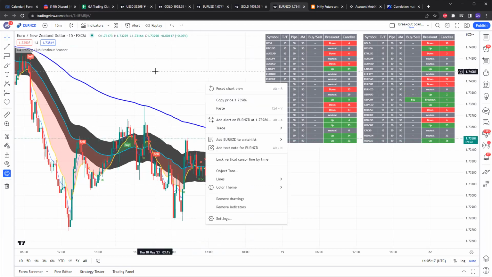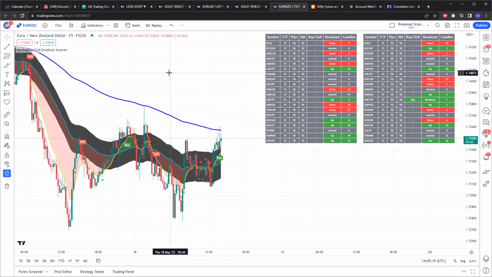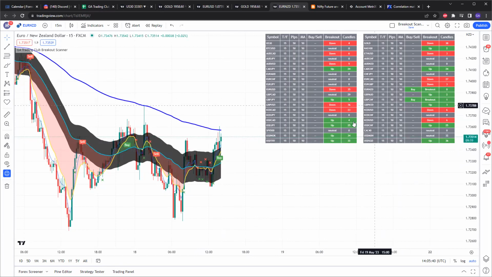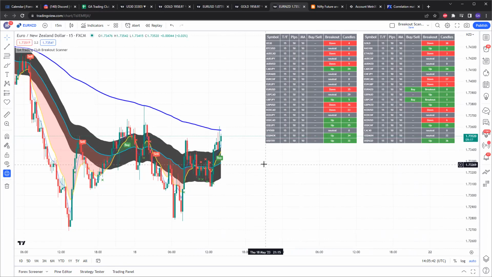So for example, let me see. I'm looking at Euro NZD, which had a buy right here that closed. You also want to wait for the candle to close, because some of these signals show up before the candle closes. This one already closed, but sometimes you'll have a signal that's still pending but showing on the scanner. So you always want to wait for the candle to close.